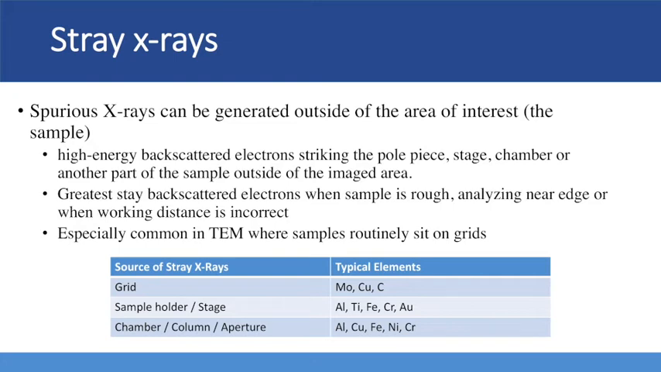Here's a list of some possible elements and their sources for these stray X-rays. You should look at this as a guideline and not a set of elements that will always pop up, because there's not always going to be a strong enough signal from these X-rays to overcome the background noise. On top of that, not every microscope is going to be made with the same exact materials.